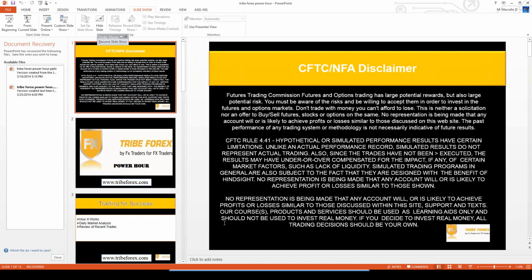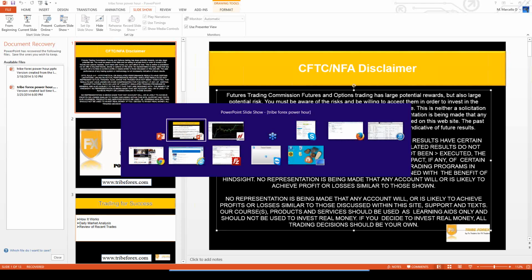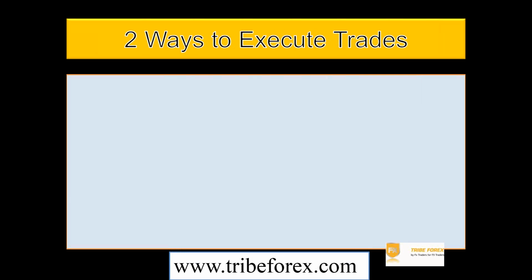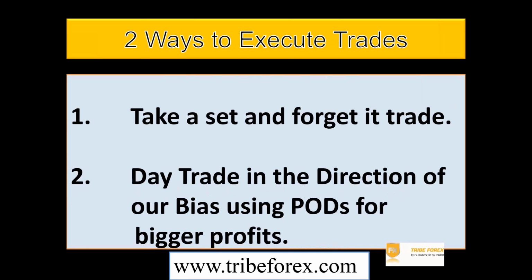Now, what do we do with that bias? Basically, we execute trades based upon the bias in two different ways. We either take a set and forget it trade, which means that we take our entry, our stop loss, and our take profit. We never look at it until the next day. Or number two, we day trade in the direction of our bias using pods for bigger profits. Now, what are pods? Pods are points of decision. Nino, are you there with me?